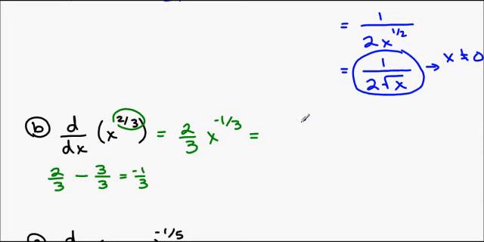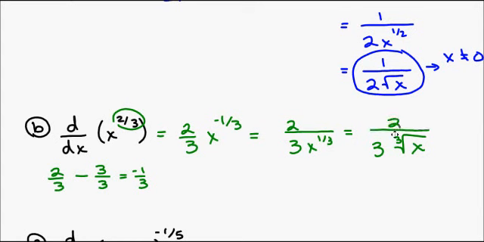If we were to rewrite this, we're going to have 2 over 3 x to the 1/3, because the negative exponent pushed us into the denominator. And you could leave it like this. You could also, if you desired, write that as the cube root of x. So 2 over 3 cube root x. So either one of these would work.